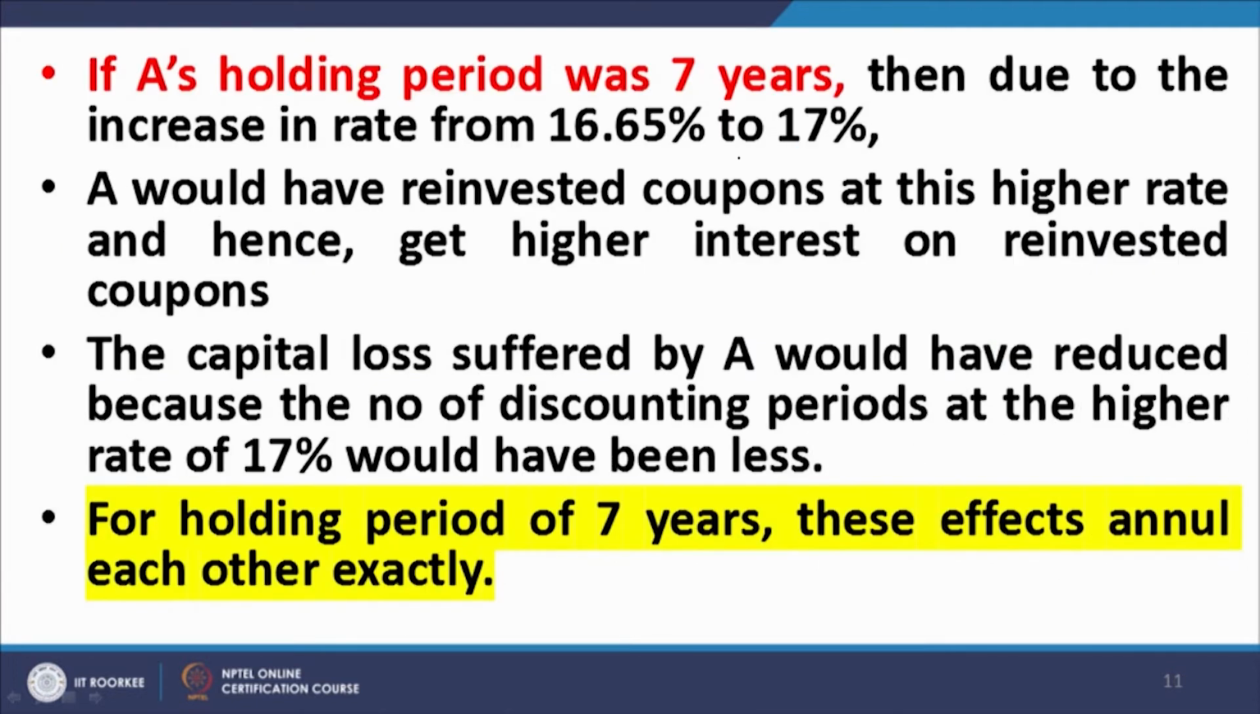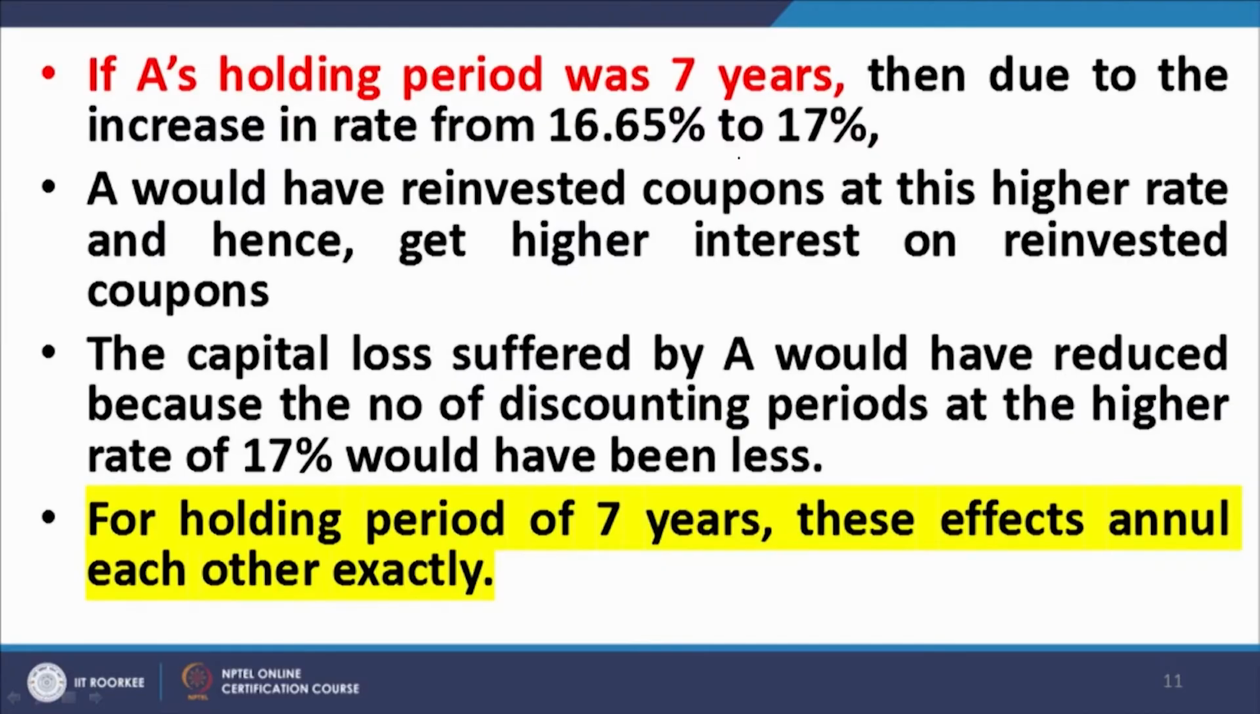16.65%, as I explained. If A's holding period was 7 years, then due to the increase in rate from 16.65% to 17%, A would have reinvested coupons at this higher rate for a longer period, t equal to 1, 2, 3, 4, 5, 6, 7. If A has liquidated the investment at t equal to 1 day, he gets no opportunity to reinvest his coupons and take advantage of the increase in interest rates.